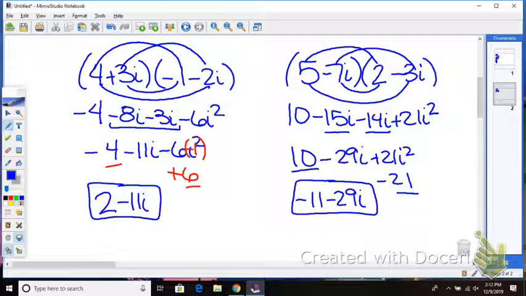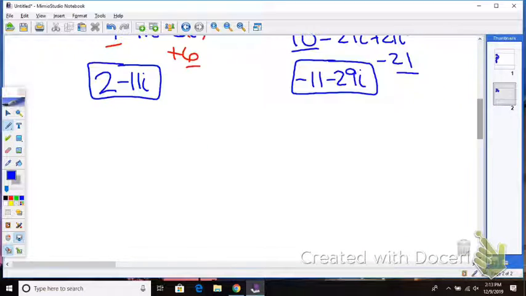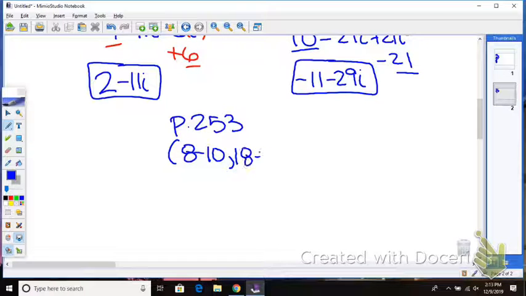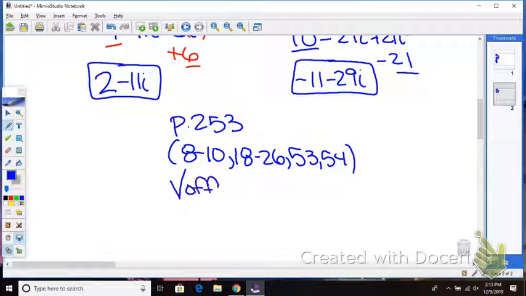Okay, I just have a handful of problems today. Well, this stuff didn't take very long. This stuff takes the longest, and I don't have very many of these. So we're going to go over this in class because you're going to have 30 minutes to work on it. But it's page 253, 8 through 10, 18 to 26, 53, and 54. I'm going to check this off in class and go over today. 28.